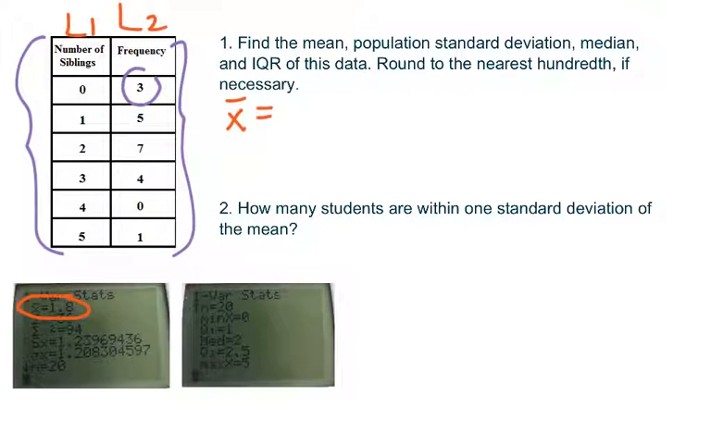So since it said we're rounding to the 100th if necessary, well, actually we don't need to. This is just 1.8. Then it asks for the population standard deviation. That is that fancy looking sigma. So this one does need to be rounded to the 100th. That would be 1.21. You don't need to write the X. You can if you want. That's just something the calculator does.